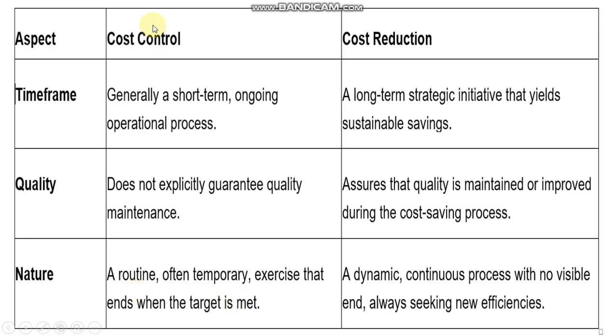The nature of cost control is routine, so they have to follow it frequently. Here, if they follow some strategy or new technology, they have to follow it continuously, but cost reduction is a dynamic and continuous processing system. It helps to increase the efficiency of the institution.